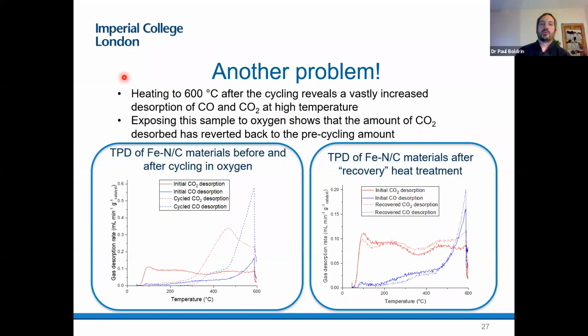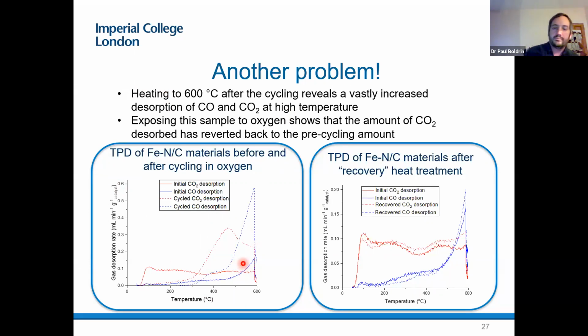But then there was another problem. So at the end of all these cycles, we heated it to 600, and then we saw this. Just huge amounts of carbon monoxide and carbon dioxide being given off in the cycled material compared to the uncycled material, which are these two solid lines.